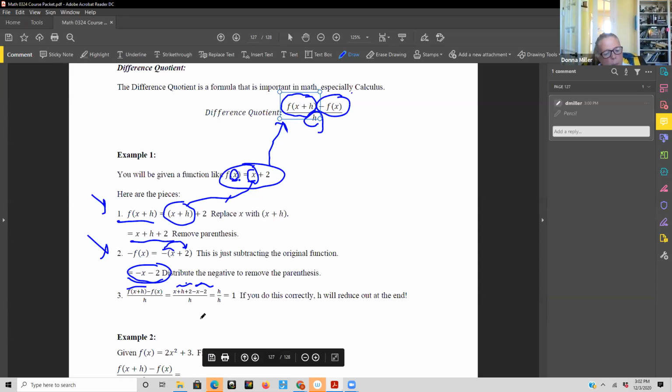Okay, now a couple things. I'm going to simplify this. You can't cross the h's out unless h is the only thing. In this case, cross out the stuff on top first, because you see the x and the negative x cancel, and the 2 and the negative 2 cancel, and you're left with h over h, which is just simply 1. Okay. And that would be my difference quotient. Most of the time, your difference quotient is going to be a function of x, but here it just came out to be a number.